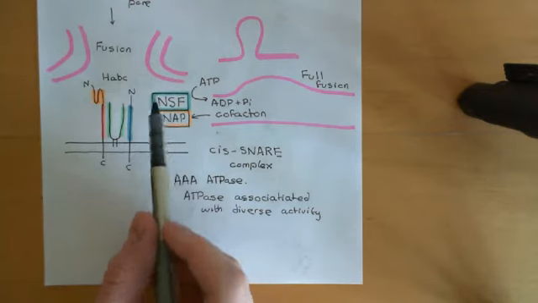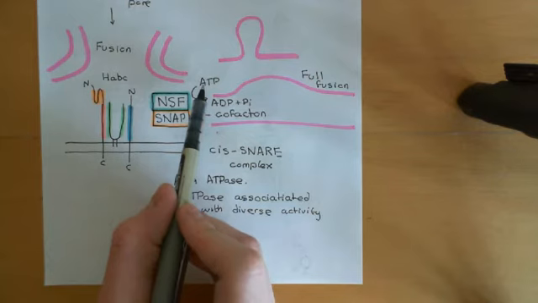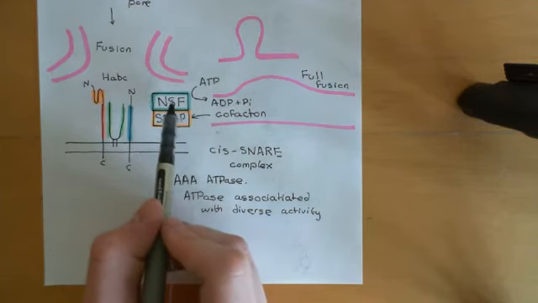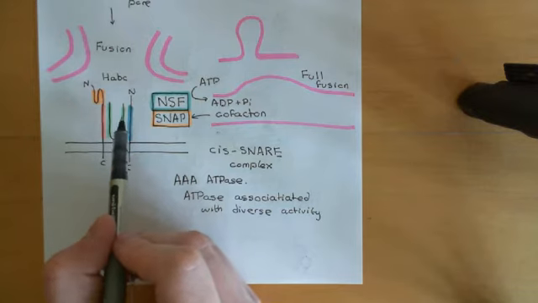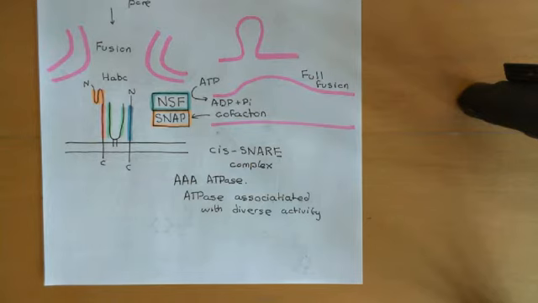the NSF protein bound to its cofactor of SNAP. Okay, and it hydrolyzes ATP to ADP and inorganic phosphate and uses the energy from that to break apart the snare motifs of these three snare proteins and break them apart into three separate snare proteins once again.